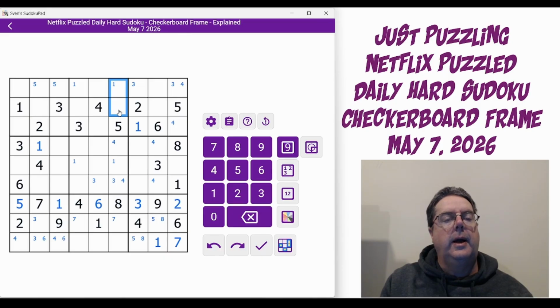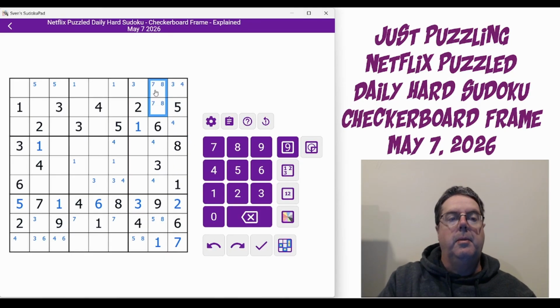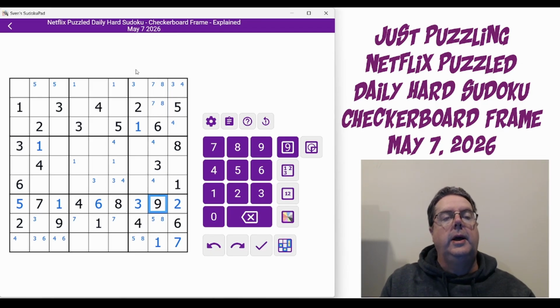8's there, 8's there, 9. So this here is a 9. So this is going to be a 3, 4, 9 triple. So that means 1, 2, 3, 4, 5. This is a 7, 8 here. So 7, 8 is going to be here because 9's here, which is a 9, 4 triple. So it's coming down here.